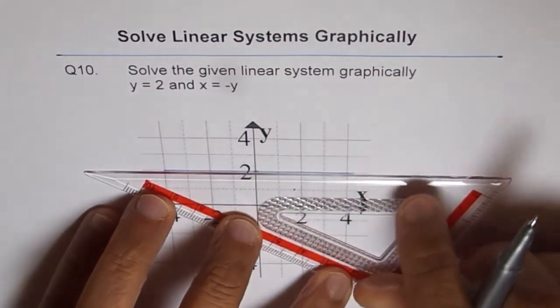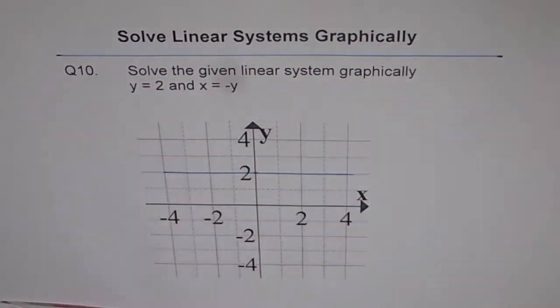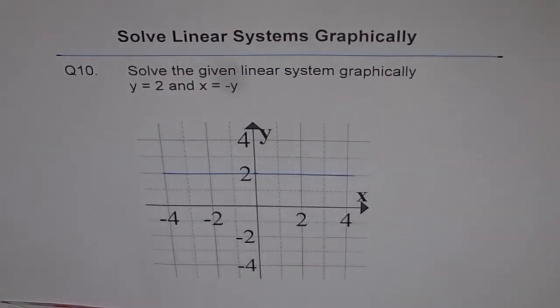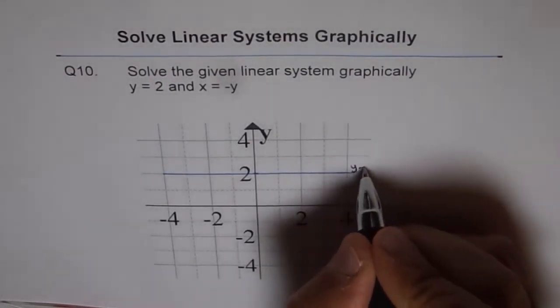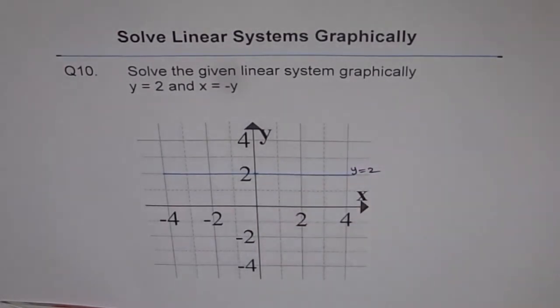So by now you know all the techniques of sketching or graphing lines. Now a linear system involves two or more lines. So graphically also we can find the solution, and the solution is the point of intersection. So we already have one line here, which is y equals 2. Now let's draw the second line. The second line is x equals minus y.